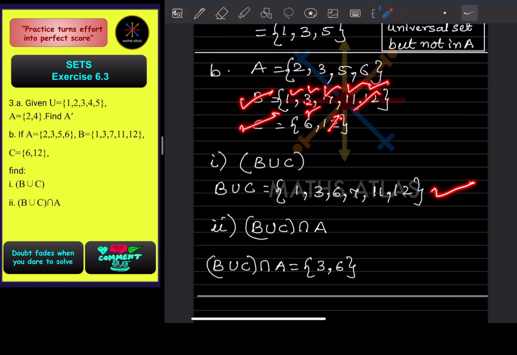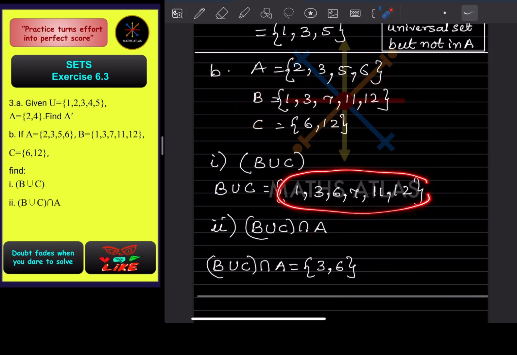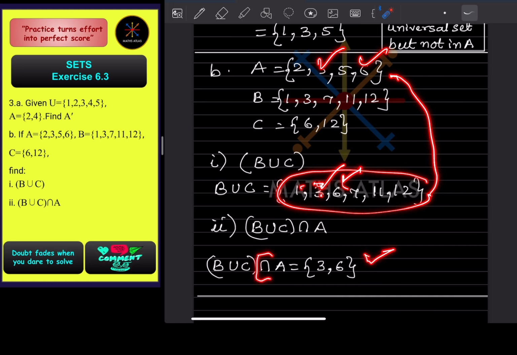Now B union C intersection A. So B union C, we know this is B union C, and intersection A. So we will go for this A. So what we can see here, this is going to be 3 and 3 here, 6 and 6, because you have to see which numbers are repeating. So it is going to be 3 and 6 because you have to see the intersection between this one. So 3 and 6.